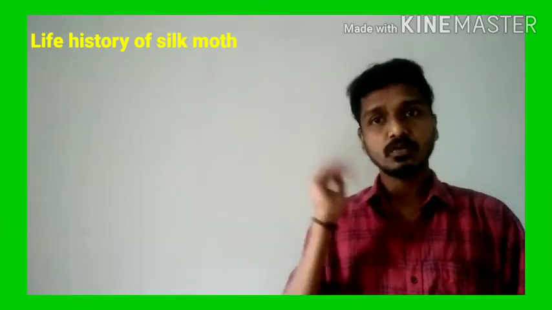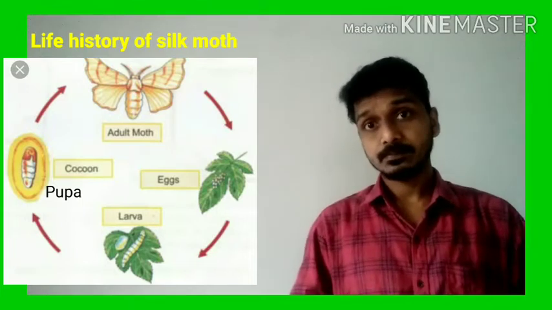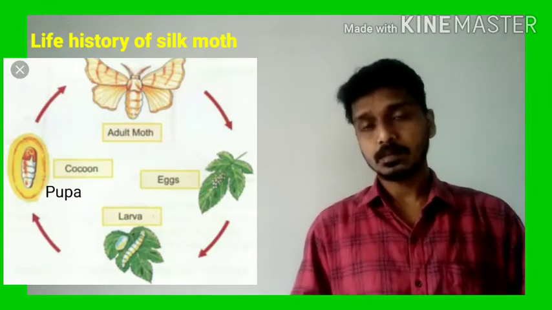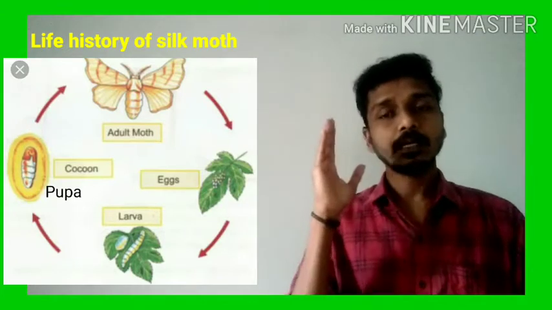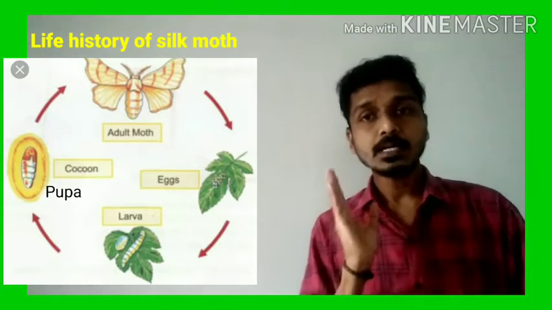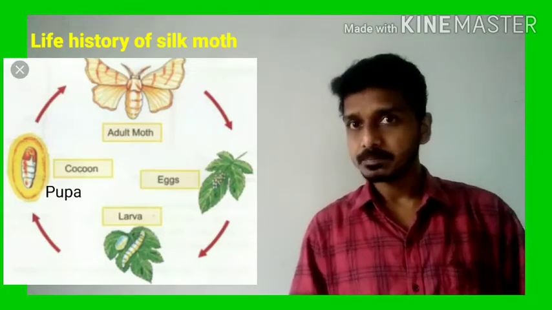4 stages. Look here. First one is egg. Next one is larva. Third is pupa. And at last, silk moth. Egg, larva, pupa, silk moth. You got the idea, right? Clear? Yes.